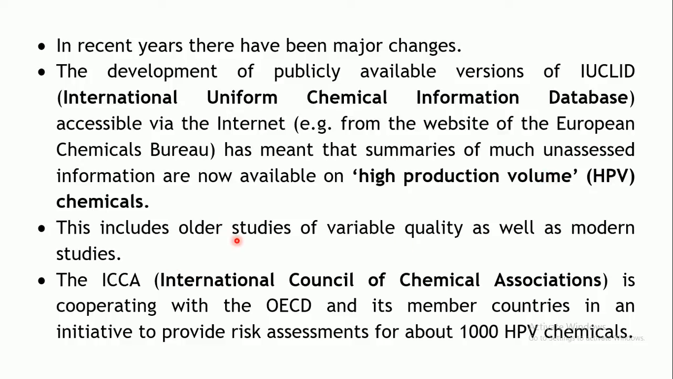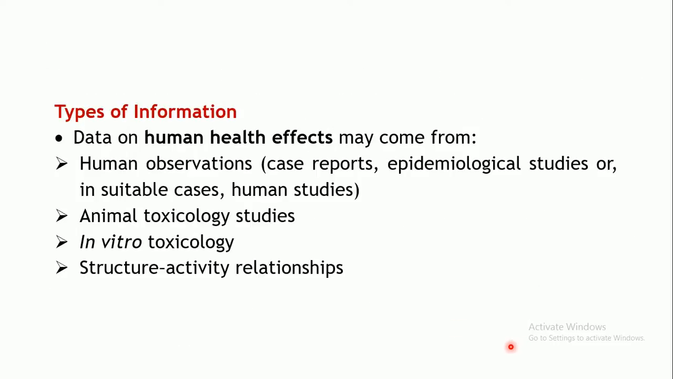It may include the older studies which were carried out, and even the modern studies done on that particular chemical. Such information is available through this IUCLID. Even ICCA, the International Council of Chemical Associations, is cooperating with OECD to help publicize such information about a lot of chemicals. Risk assessments about maybe 1,000 HPV, that is high production volume chemicals, are being made available for information.